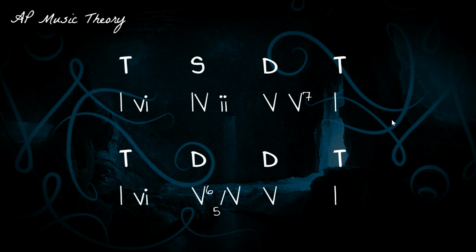Significant harmonic function changes usually occur on strong beats. When a bass line is conjunct, harmonies are generally being prolonged. When large skips or leaps occur in the bass, this often signals a change of function.